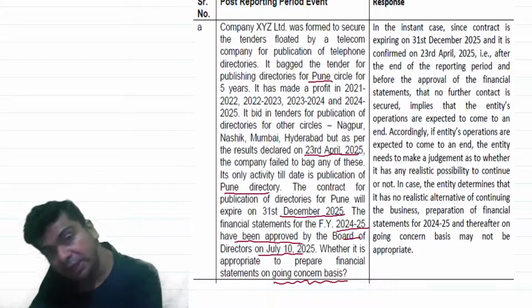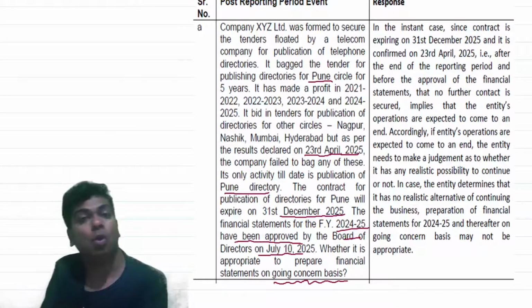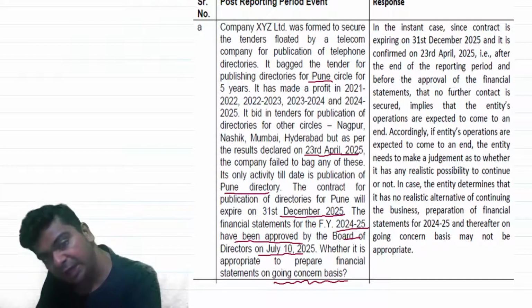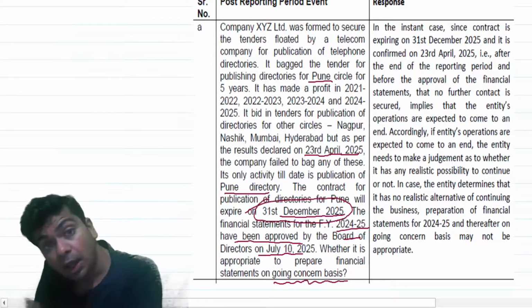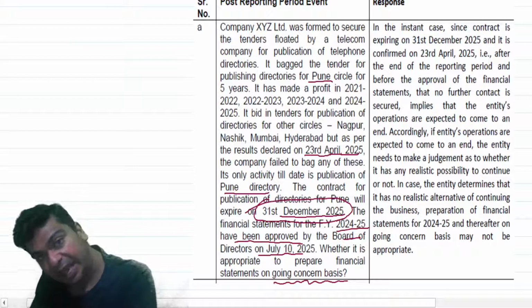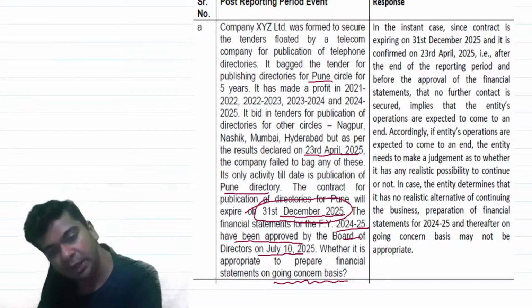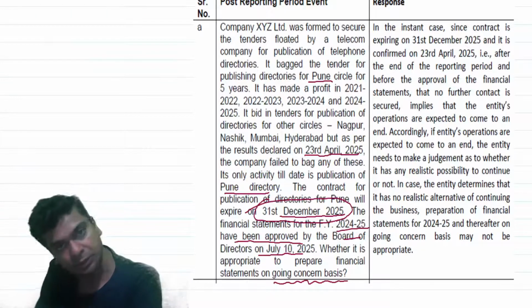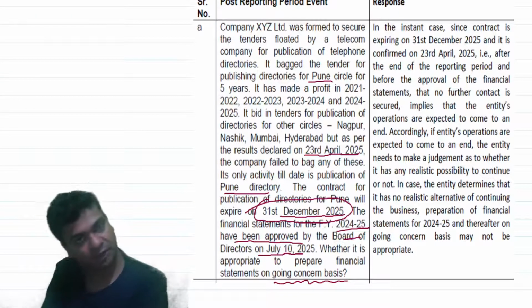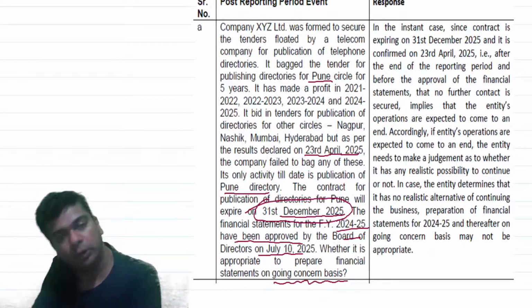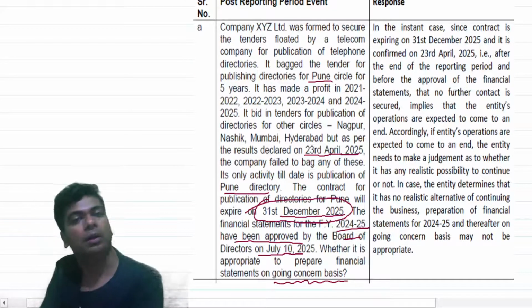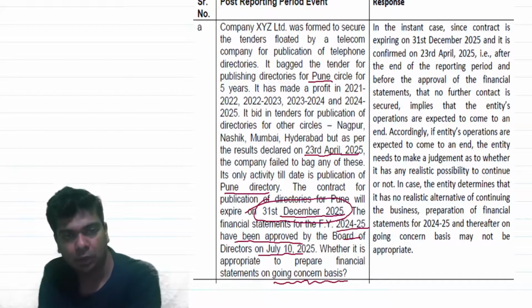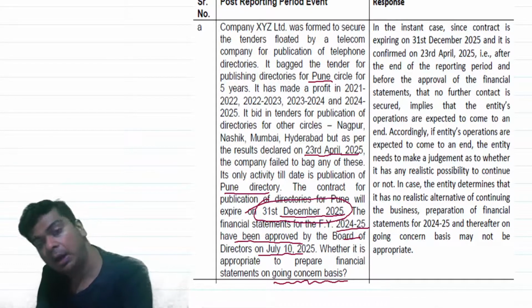Now you have bid for a lot many other circles, but you did not win any of those. The only activity that you have right now is printing the Pune directory, and that too will expire on 31st December 2025. After that, you do not see any business activity as far as printing of telecom directories is concerned. Do you have any other business plan? If yes, then maybe using that, you may still prepare it on going concern basis. But in absence of that, the going concern assumption is no longer valid. My response will basically be around that.